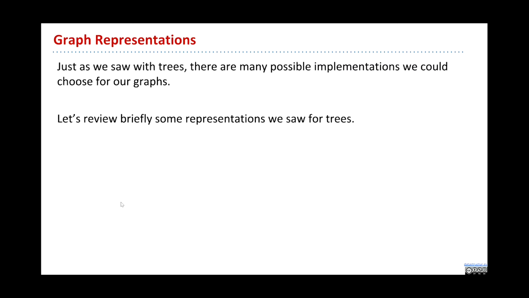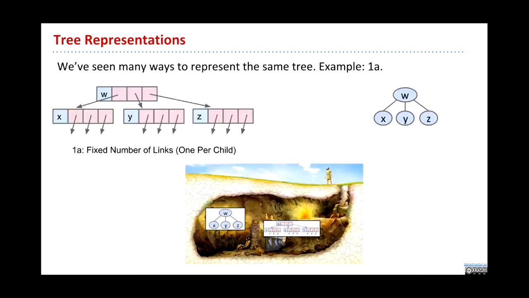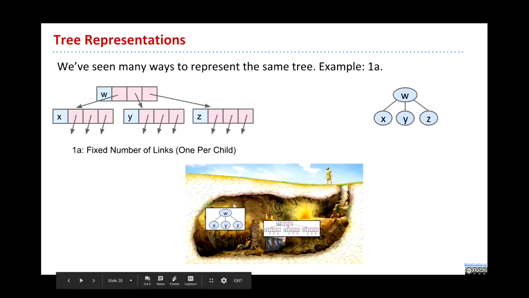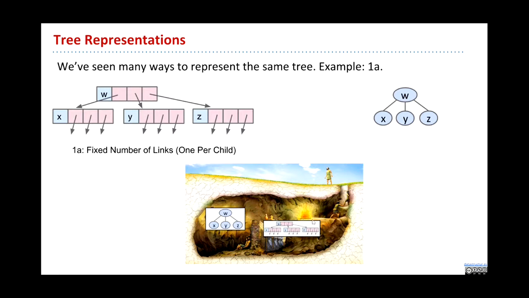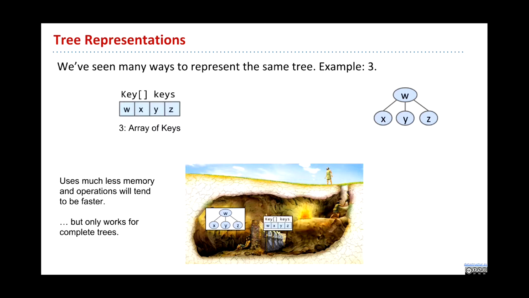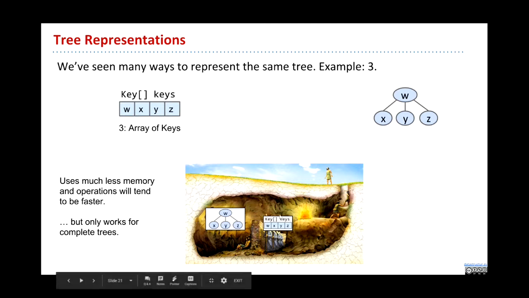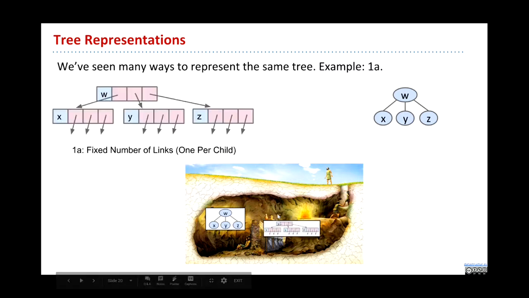So as you saw with trees, there's lots of different ways that we can implement these abstract objects. For trees, for example, we saw this 1A example where I want to represent to the world this specific tree, and I could do it by having a fixed number of links, 1 per child. Or I could do an array of keys, and that only works for complete trees, but we saw that it takes less memory and it should be faster, and you did this in 2A, hopefully. Both are perfectly valid choices. They do not affect how somebody thinking at this level behaves.